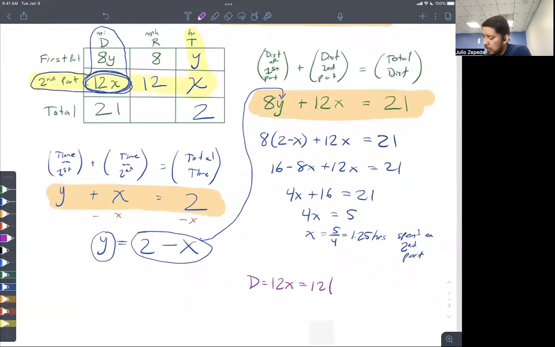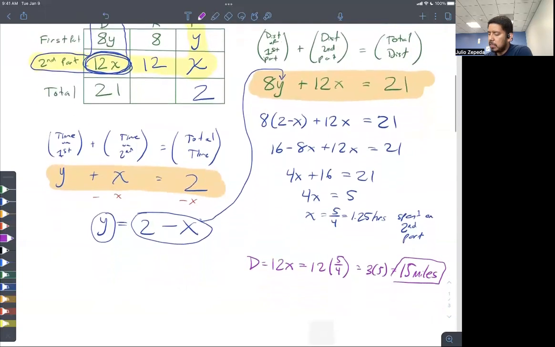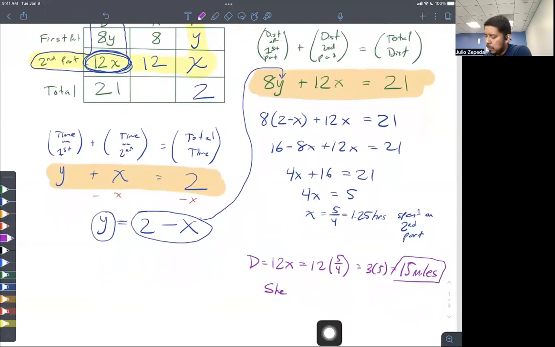Well, x we know is 5/4. 4 goes into 12 3 times. And so this is 15. Now this is a distance, so this is in miles. So how far did she run at the faster pace? She ran 15 miles at the faster pace.